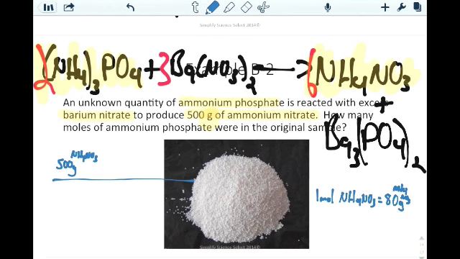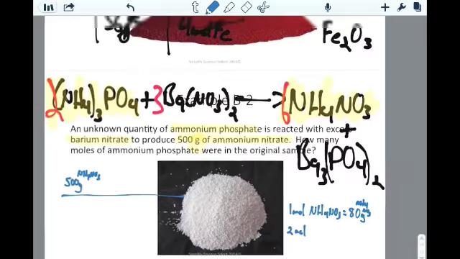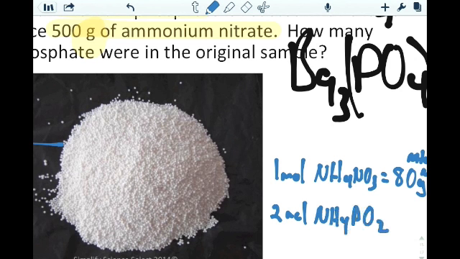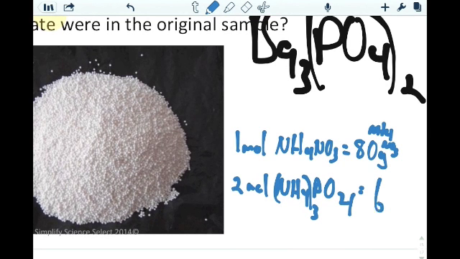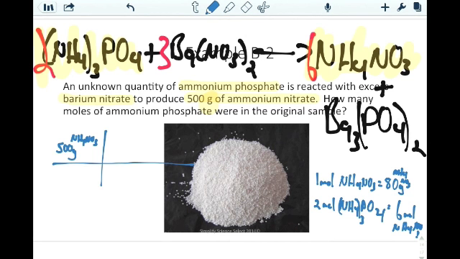The other thing that we always need is our mole ratio. So what's our mole ratio between these two? It is a 2 to 6. So 2 moles of our ammonium phosphate equals 6 moles of our NH4NO3.